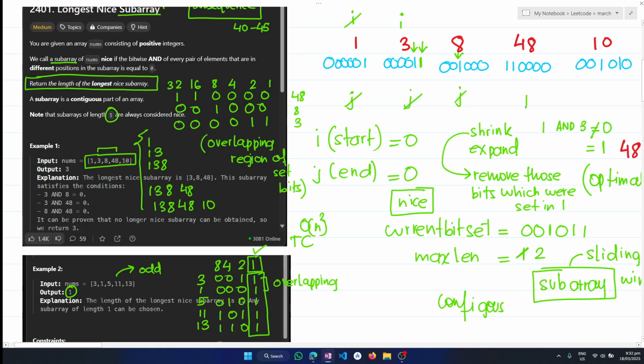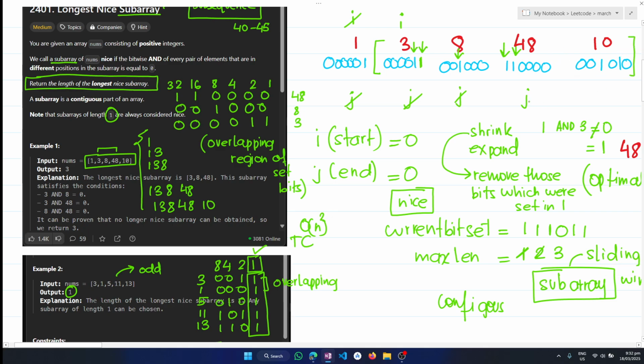Then I again increment my j and try to expand my window. My window starts from here. Previously it was ending at this point, but then I'm including this particular number as well. And again what you will observe is that there is still no clash. This bit is on and this bit is on. So no clash, right? Both of these are off right now. So I'll turn on both of these bits and I'll say that the maximum length which I have got till this point is 3.